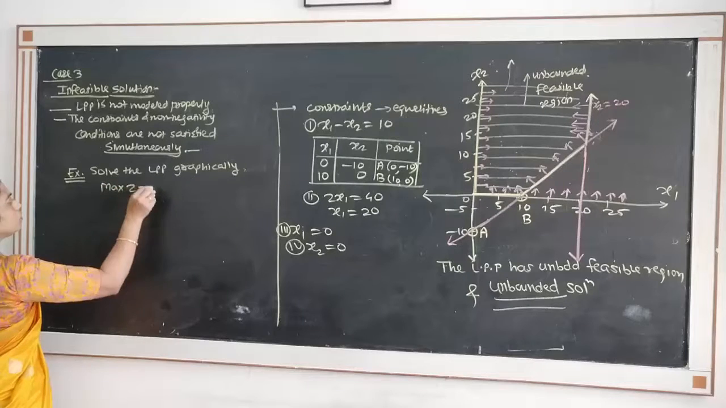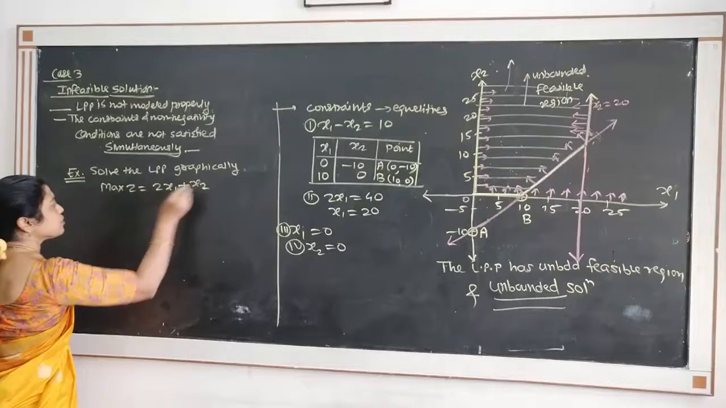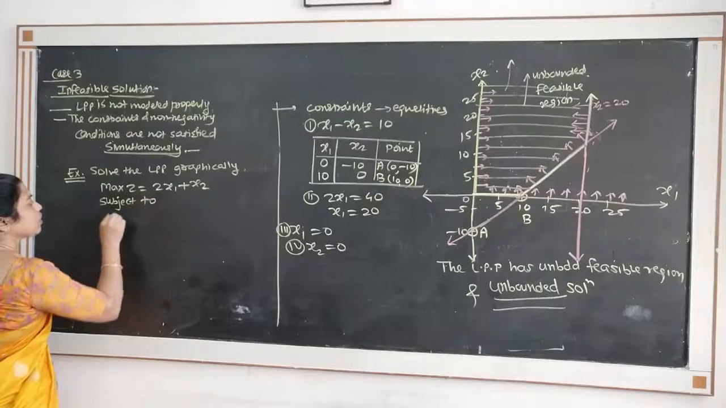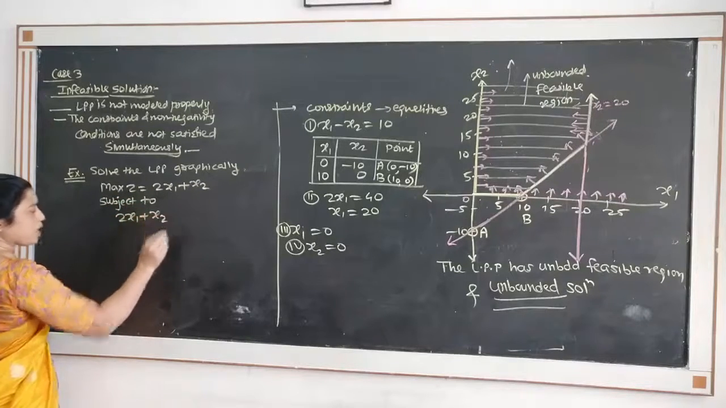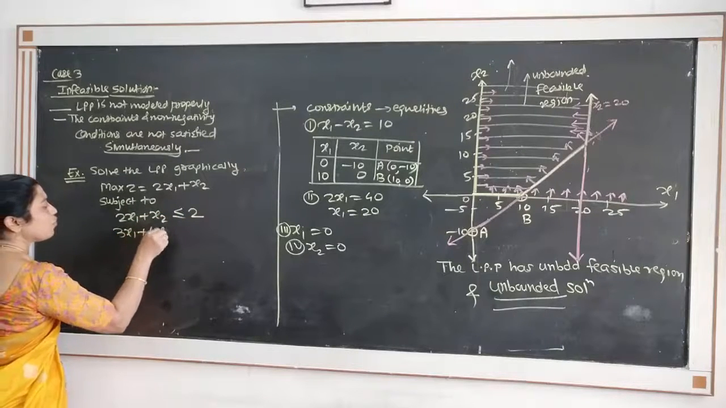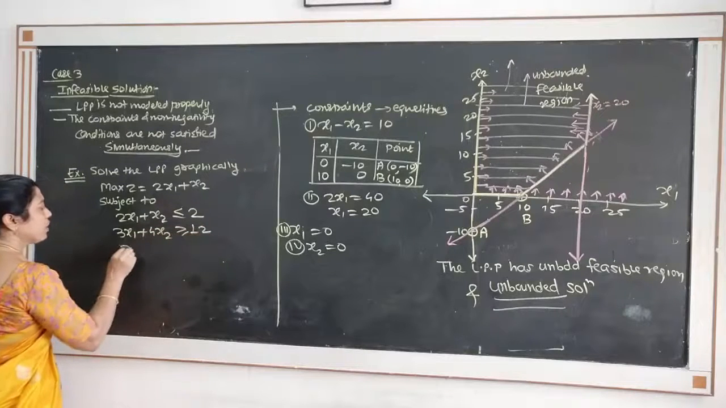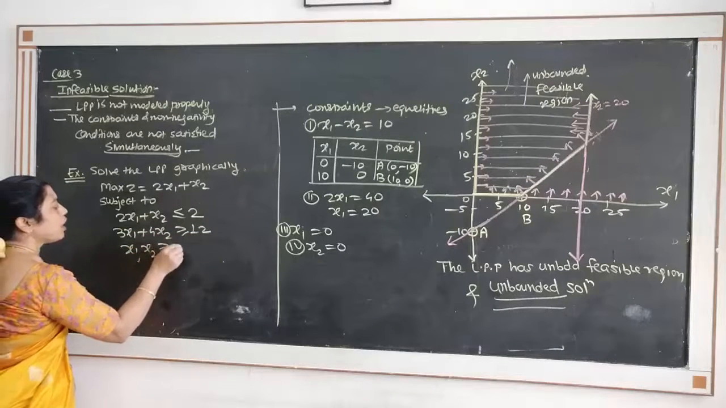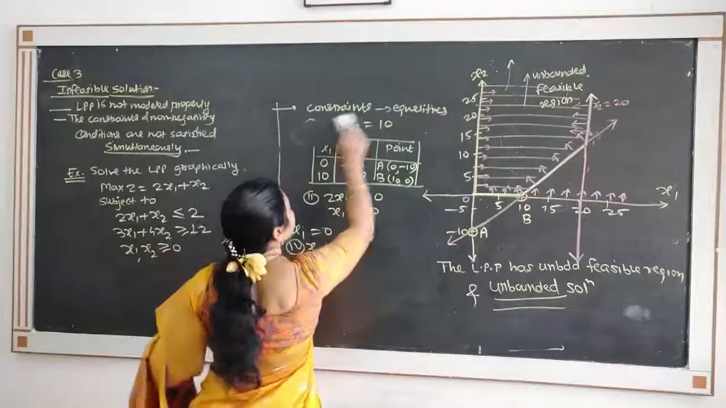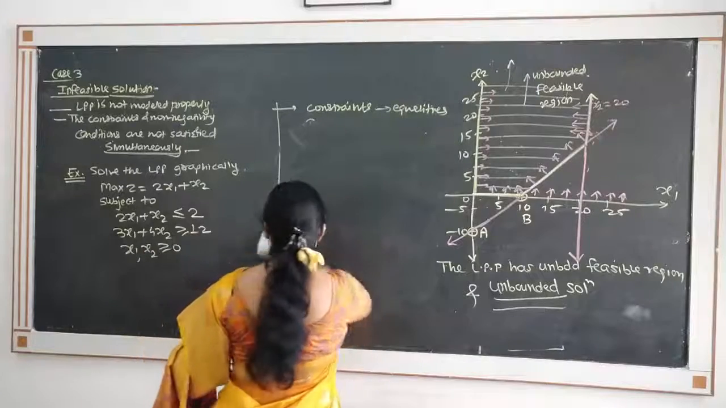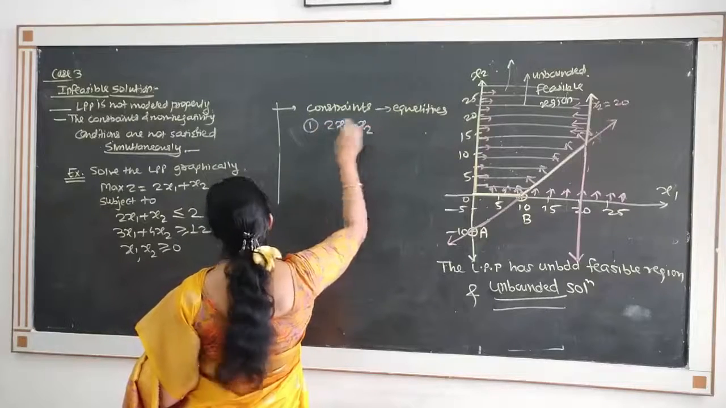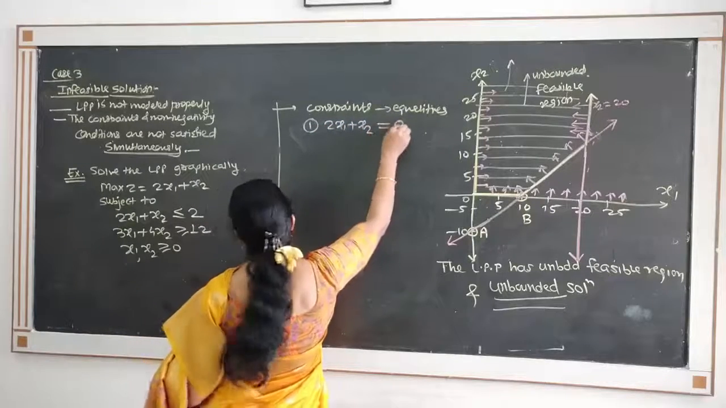Maximize Z equal to 2x1 plus x2 subject to 2x1 plus x2 less than or equal to 2, 3x1 plus 4x2 greater than or equal to 12, and x1, x2 greater than or equal to 0. To solve the LPP graphically, as usual, write down the constraints as equalities. The first constraint, 2x1 plus x2 less than or equal to 2, as an equality becomes equal to 2.